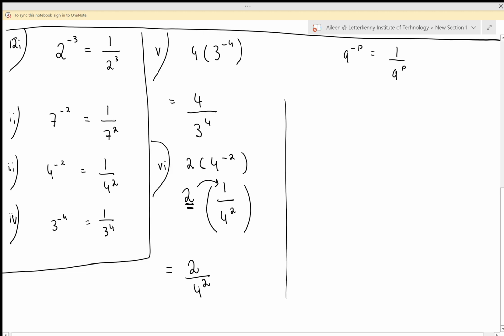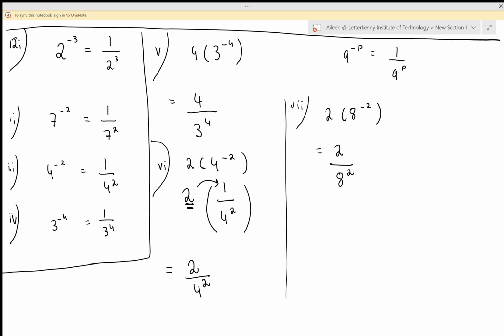Okay, let's keep going. Part 7. Same thing again. 2 times 8 to the negative 2. 2 over 8 squared. Okay, so you're just multiplying all that value by that constant 2. You're not moving that at all.